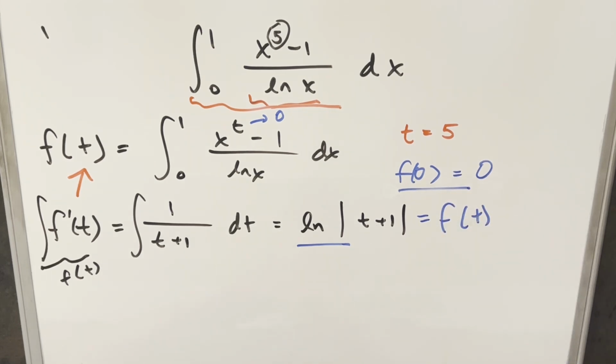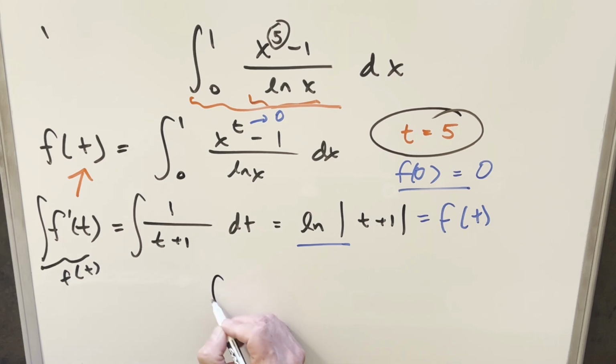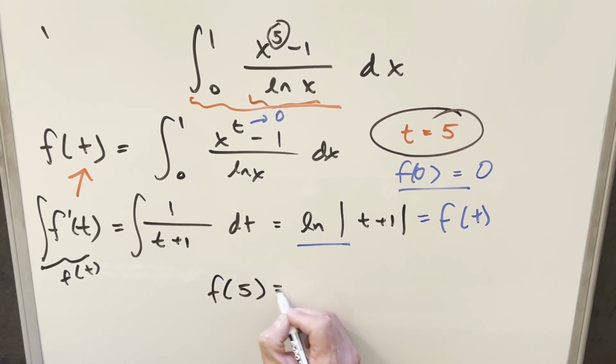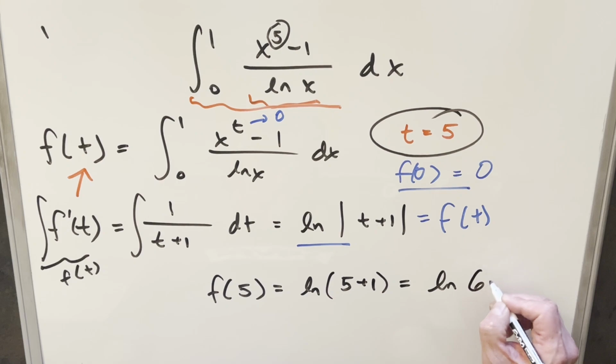Now the only thing we need to do to finish this off is evaluate this f of t at a value when t equals 5. So we just need the f of 5 value. Plugging 5 in here, we're going to get natural log of 5 plus 1. Putting it together, the final solution of this is just going to be natural log of 6.